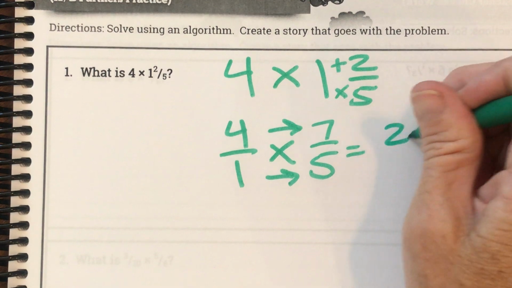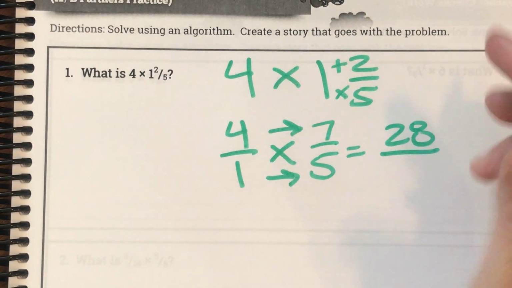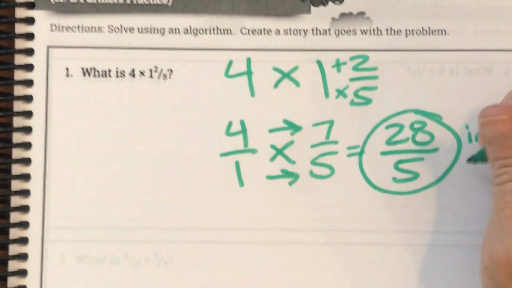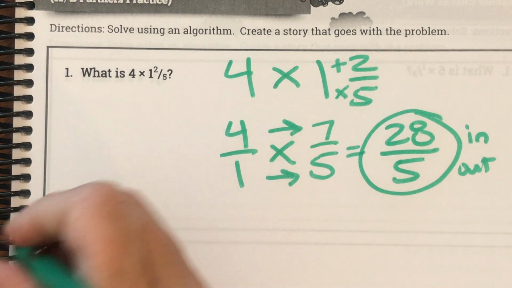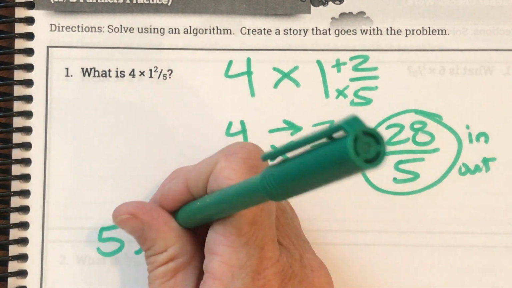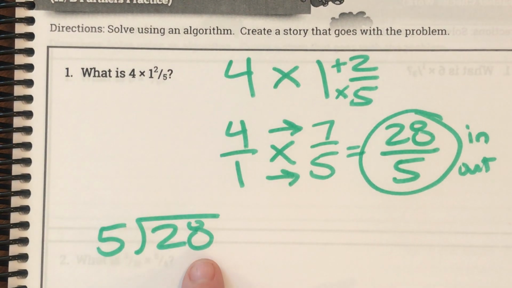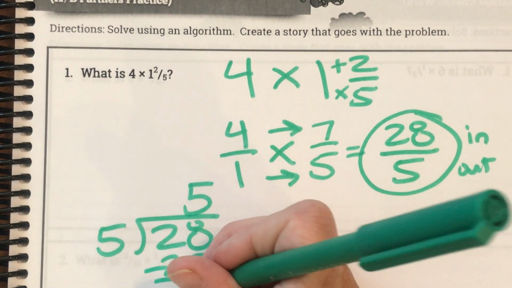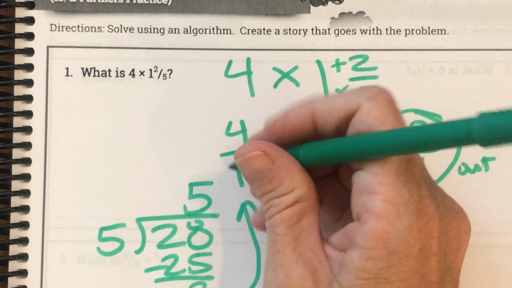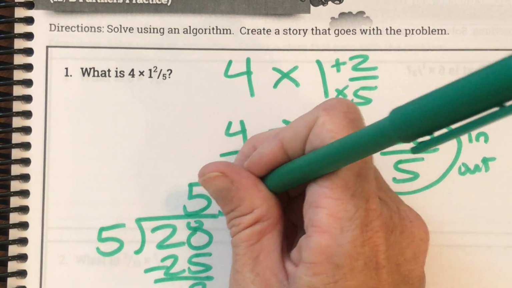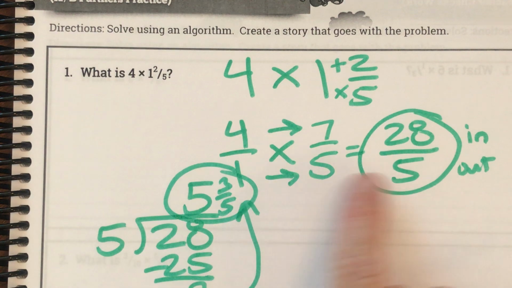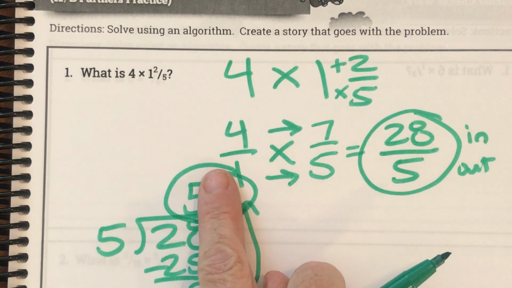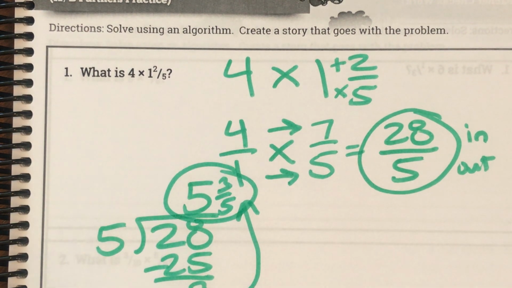4 times 7 is 28. 1 times 5 is 5. So that's our answer, but that's an improper. So if we want to make it proper, we can use our in and out strategy, and we get 5 can go into 28 5 times. 5 times 5 is 25. So our answer is 5 and 3/5 because the denominators always stay the same. So again, those are equivalent, but this would be the proper way to write it. This would be the improper way.